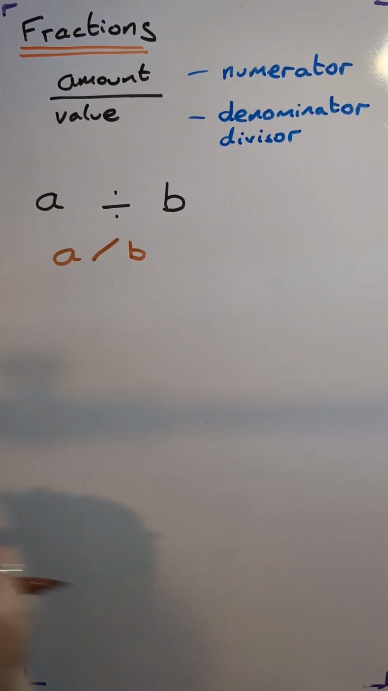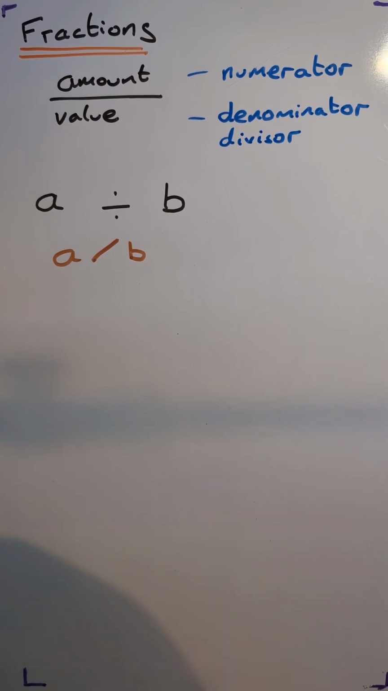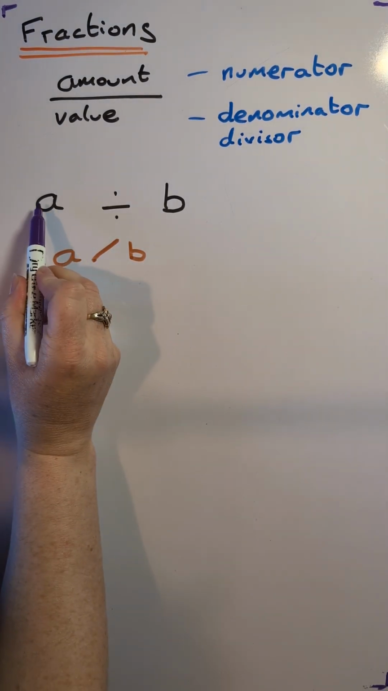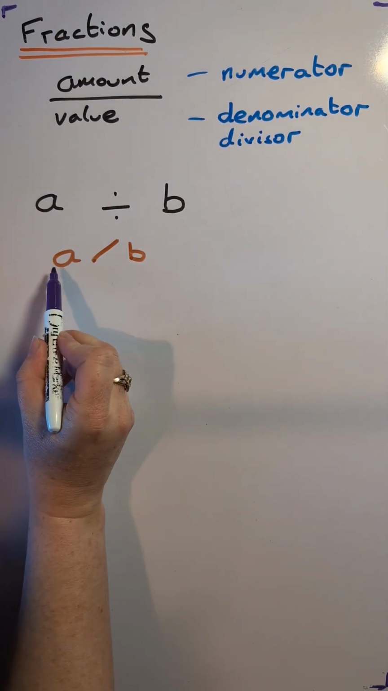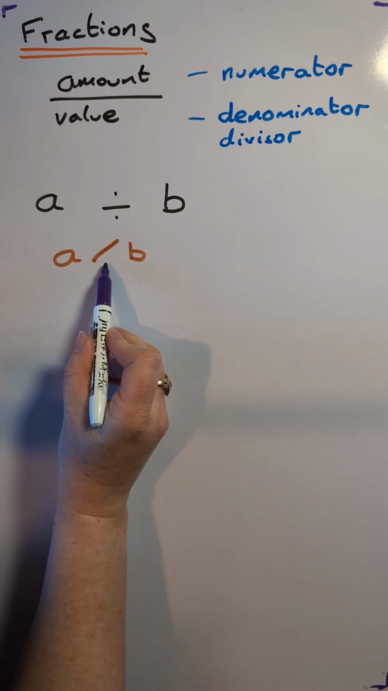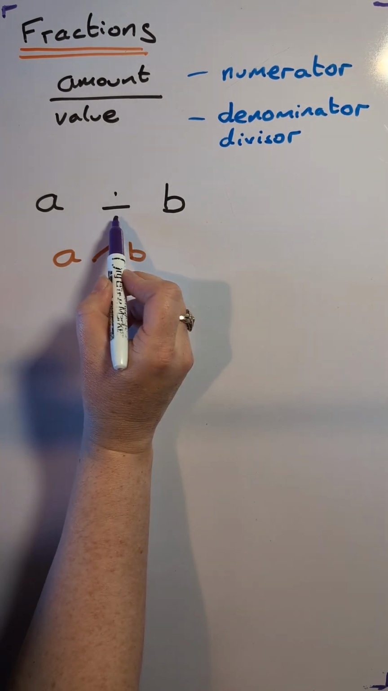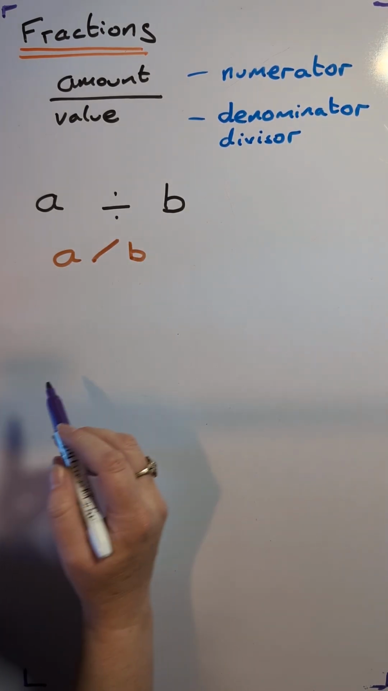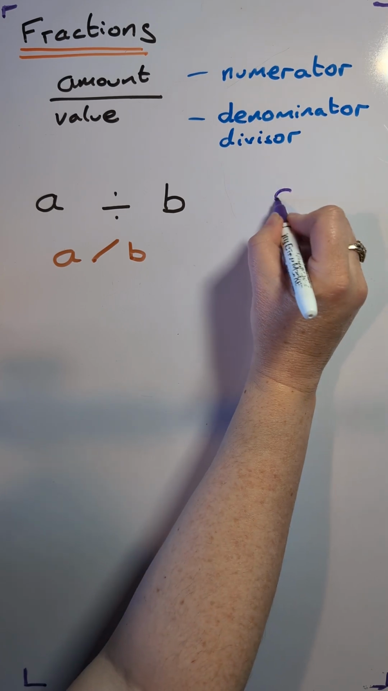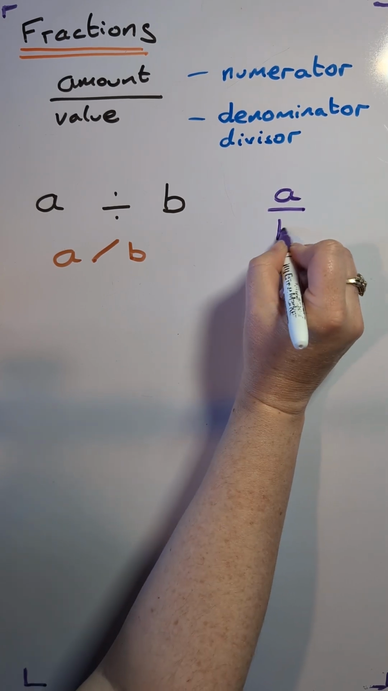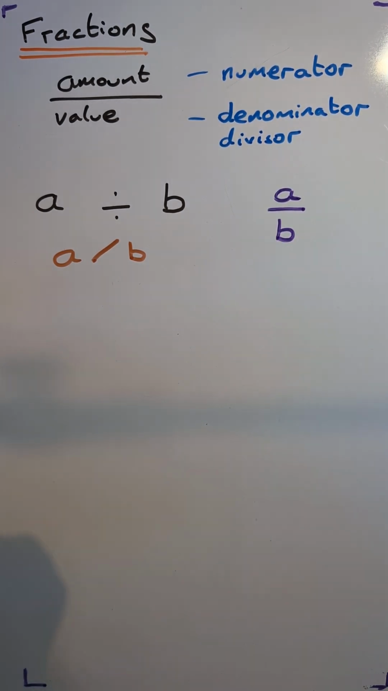Right, as you can see from that layout, however, the A, because it comes before the divide, and the B, because it comes after the divide, tell us which is which. So we have A over B. Okay.